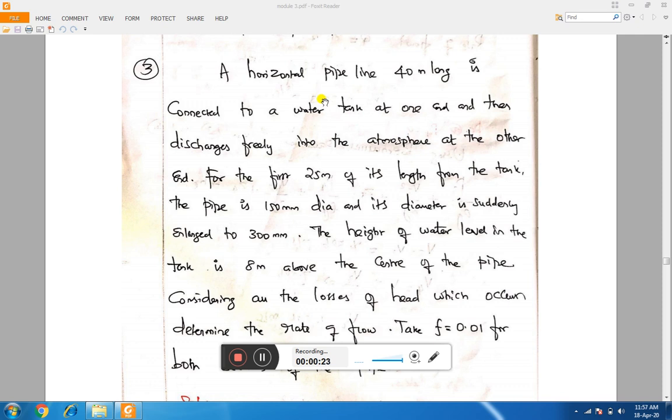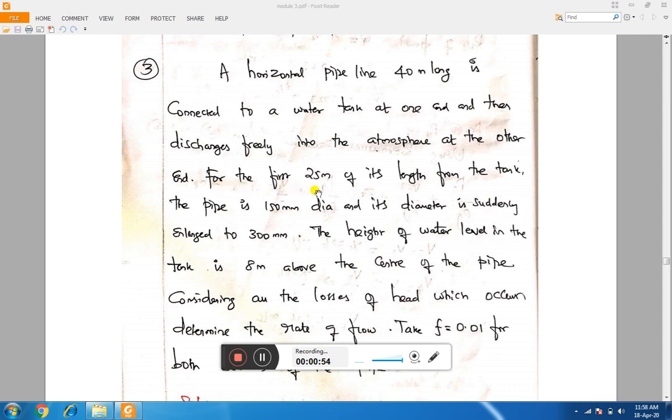So here a horizontal pipeline 40-meter long, so this is the total length of the pipe, is connected to a water tank at one end, and then discharges freely into the atmosphere at the other end. So one end of the pipe is connected to a tank, the other end of the pipe is open to atmosphere, which means the pipe is having atmospheric pressure at its end.